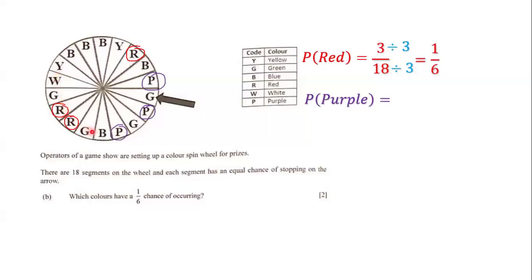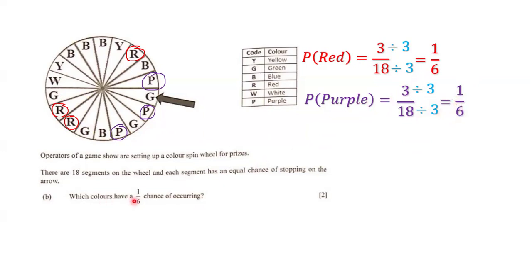Nope, no other purple. So there are only 3 purples, right? So that means that purple occurs 3 times and there are 18 segments. So the probability of purple is going to be 3 over 18. If we simplify this fraction, we divide both top and bottom by 3. 3 divided by 3 is definitely 1, and 18 divided by 3 is 6. So that means that the probability of getting purple is 1 over 6.